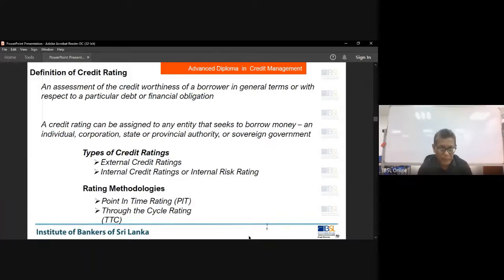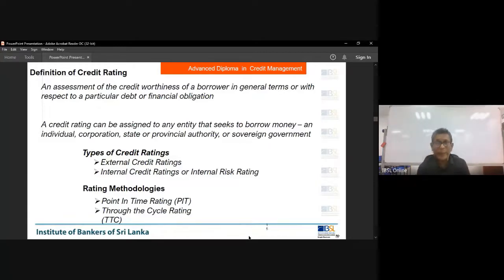Now we are referring to the international rating agencies. Now there are two types of credit rating as explained to you: external credit ratings and internal credit ratings. Then there are rating methodologies.